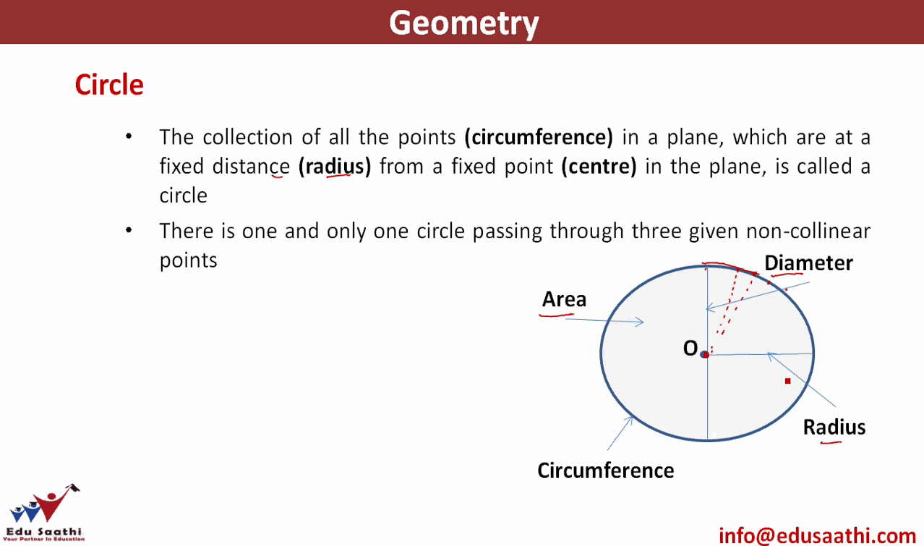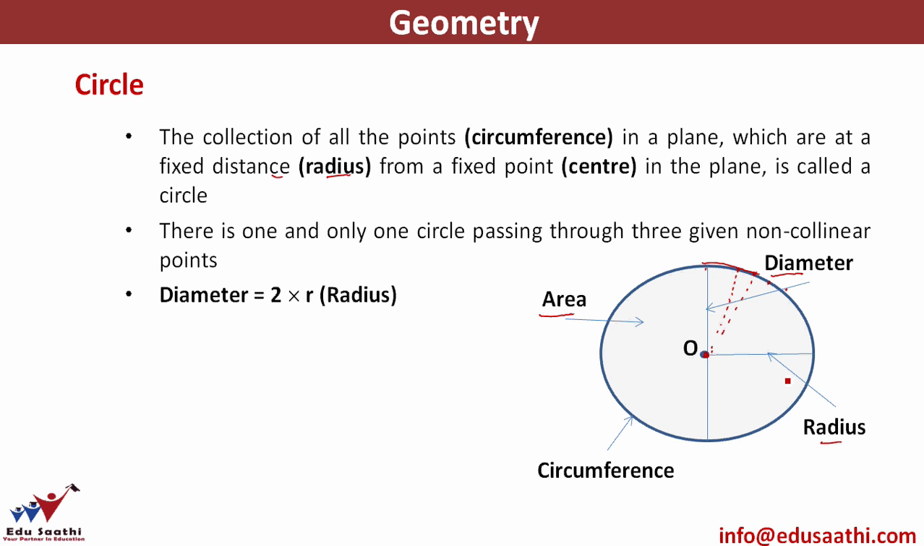So let's look at it. If you have 3 points, you can only draw one and only one circle passing through the 3 given non-collinear points. To two non-collinear points, you can draw a line. Minimum number of points that you require to draw a circle is 3, and all 3 points should be non-collinear.